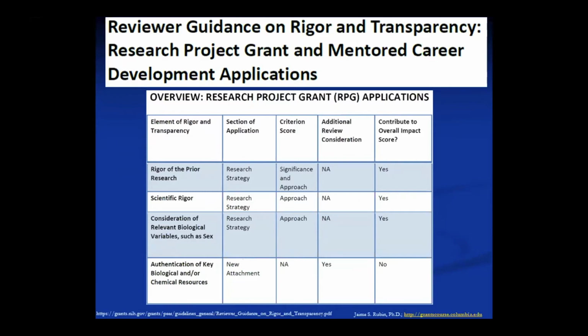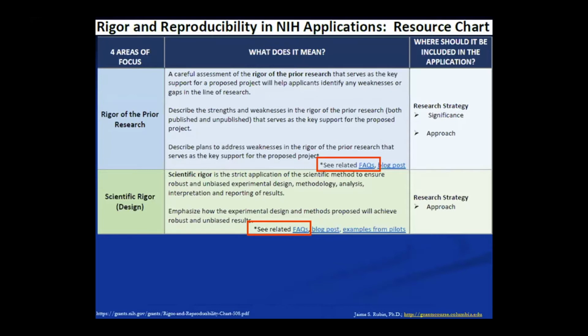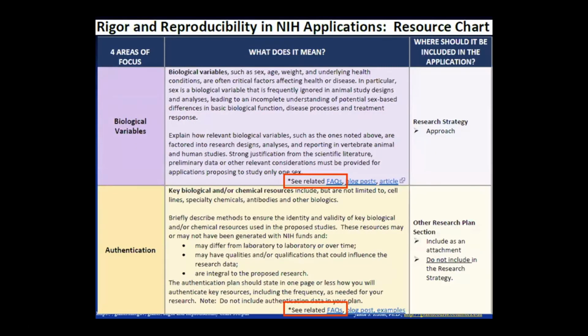The rigor of the prior research, you would discuss in the significance and approach section. The scientific rigor of what you're proposing would be in the approach section. The consideration of relevant biological variables such as sex would be in the approach section. And the authentication of key biological and or chemical resources has its own section, as I'm going to show you. They have a lot of good information, a lot of good FAQs, as you can see, for each of these four areas.